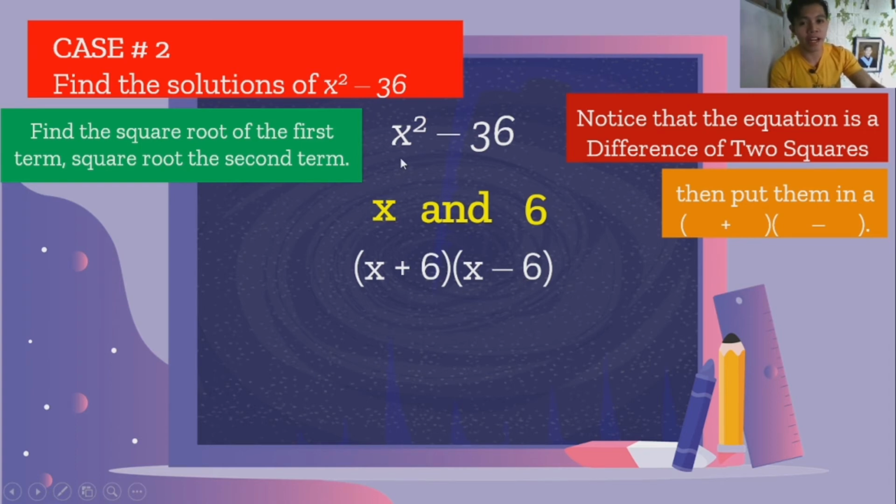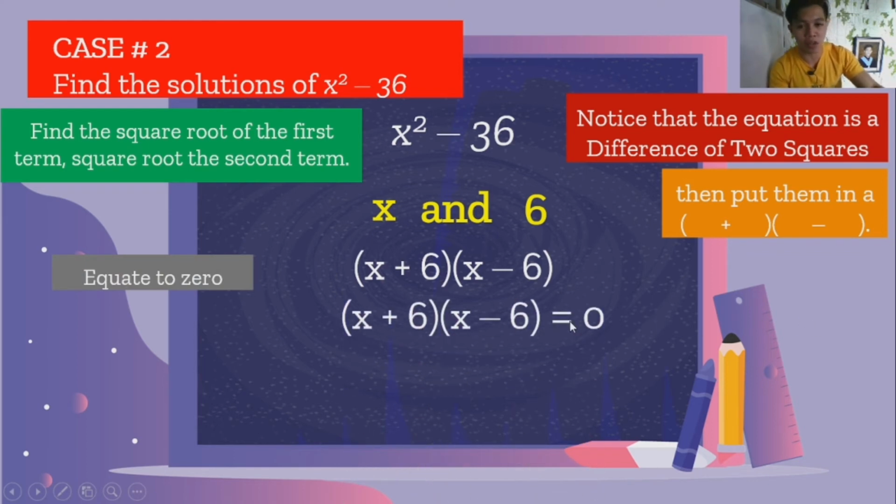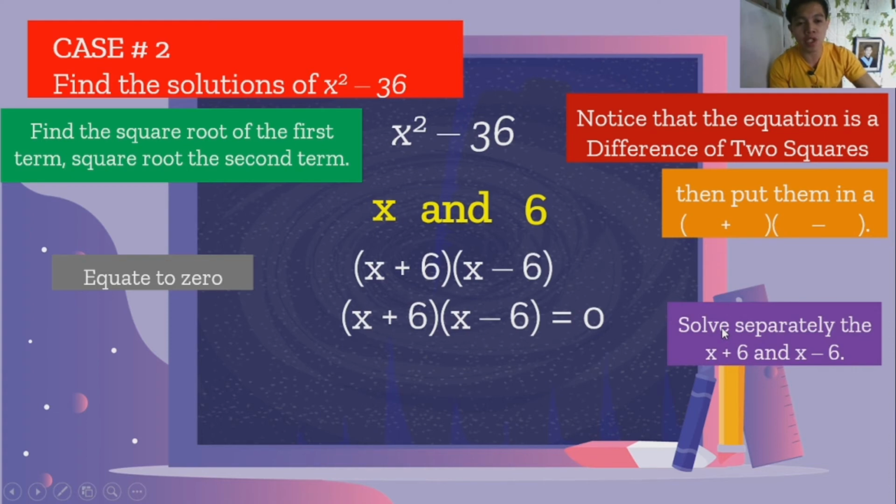Yan yung factor ng x squared minus 36. Take note, para lang ito sa mga difference of two squares. Kapag hindi difference of two squares, hindi ito applicable. Okay? So, x plus 6 times x minus 6. Okay? And then, next step is to equate it to 0. Mag-i-equals ka lang dyan kay 0. And then, next step is solve separately the x plus 6 and x minus 6. Paghihiwalayin mo lang yung x plus 6 at yung x minus 6. And then, equals mo siya kay 0. So, solve separately lang yan.